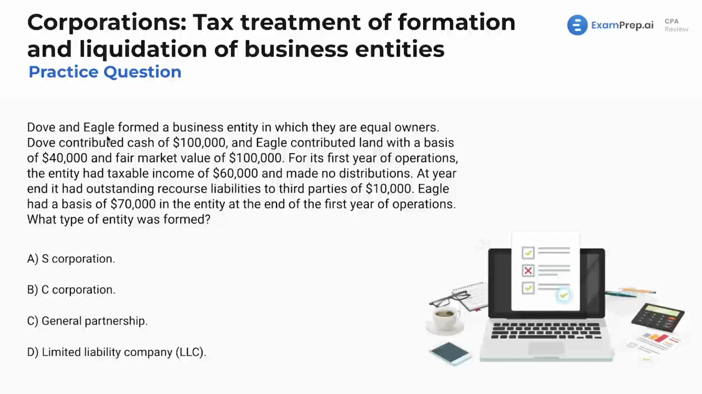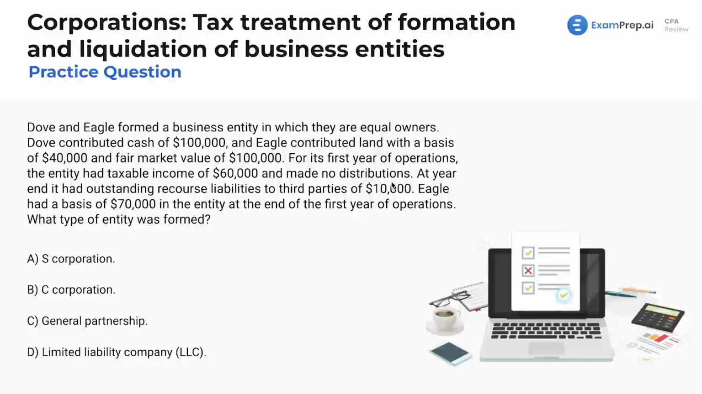Now we see that Dove and Eagle formed a business entity in which they're equal owners. Dove contributed cash of $100,000 and Eagle contributed land with a basis of 40 and a fair market value of 100. For its first year of operations, the entity had taxable income of $60,000 and made no distributions.